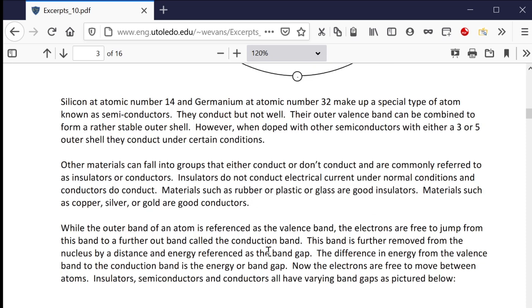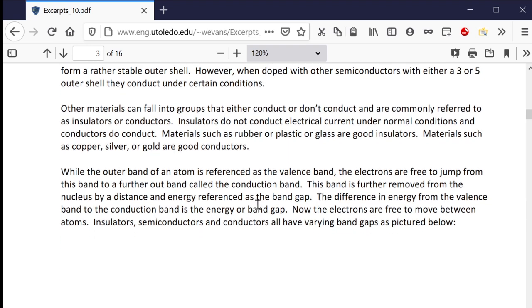Other materials can fall into groups that either conduct or don't conduct and are commonly referred to as insulators or conductors. Insulators do not conduct electrical current under normal circumstances, and conductors do conduct. Materials such as rubber, plastic, or glass are good insulators. Materials such as copper, silver, or gold are good conductors.